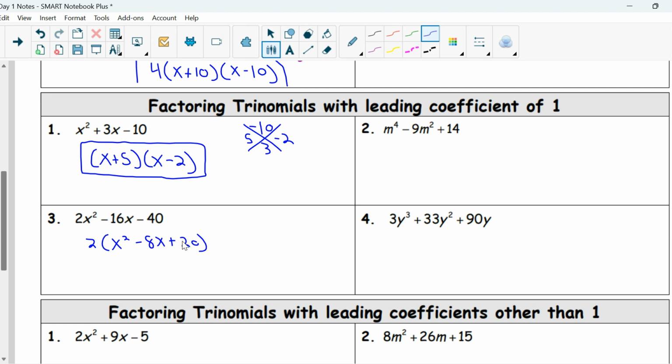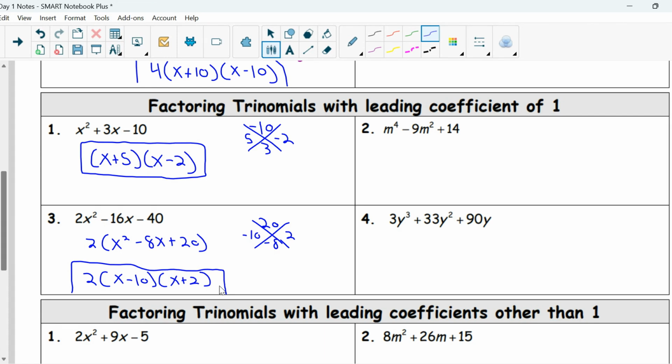Once again, I need to have two numbers that multiply to 20 and add to negative 8. My two factors for this scenario would be negative 10 and positive 2. So I can write those as my two factors. Make sure you don't forget your greatest common factor. So I have x minus 10 times x plus 2. And don't forget your 2 out in front. Okay, I know we've done a ton of examples of that style of factoring, so that shouldn't be anything too difficult.